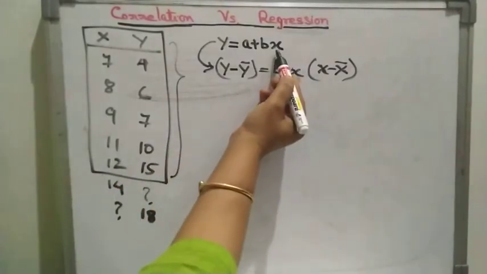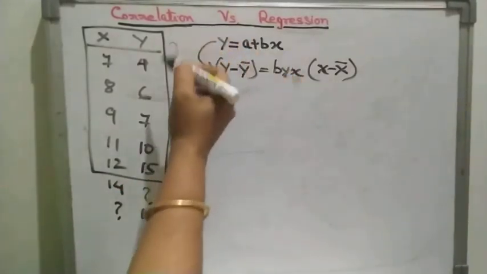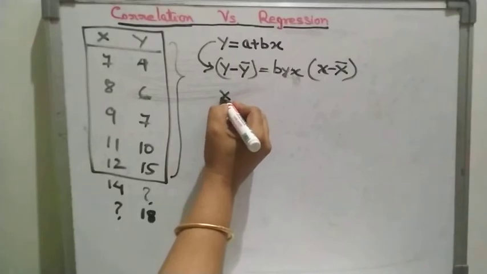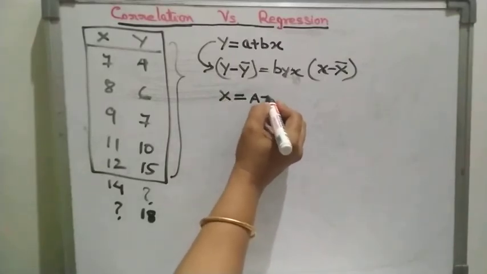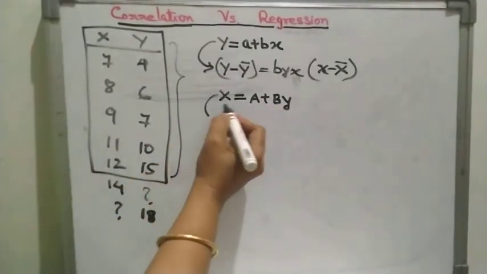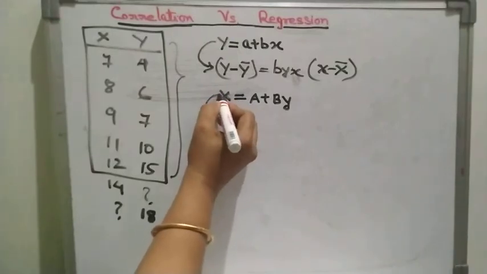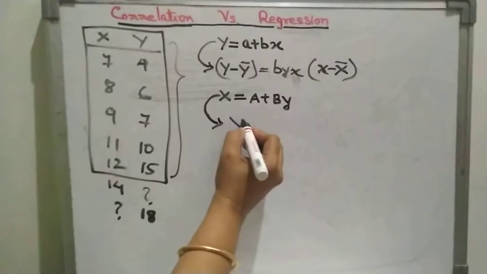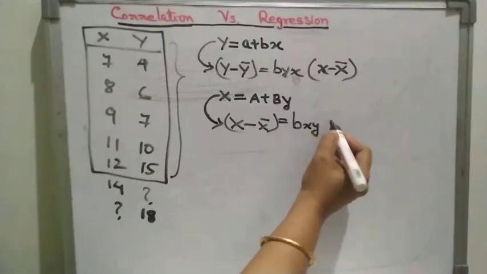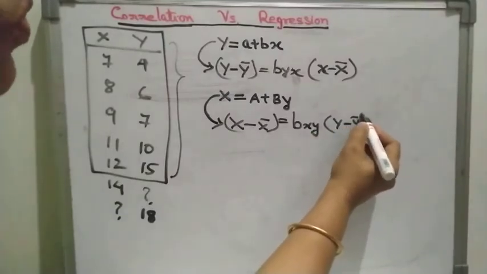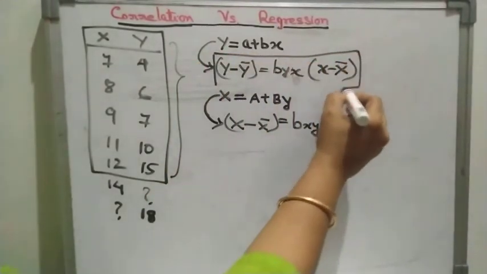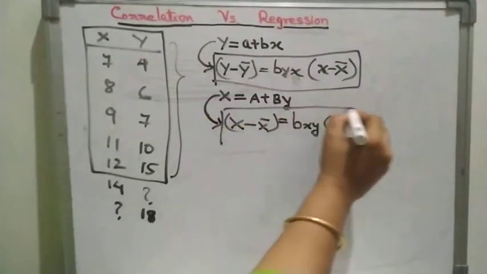Similarly, why are we taking x as an independent variable? We need to take x as a dependent variable also, so another equation comes. Let us suppose x is equal to a plus by. With this supposition we start, and then we get x minus x bar equals bxy times y minus y bar. So we get this final equation, which is called the regression equation. One is this, another one is this.